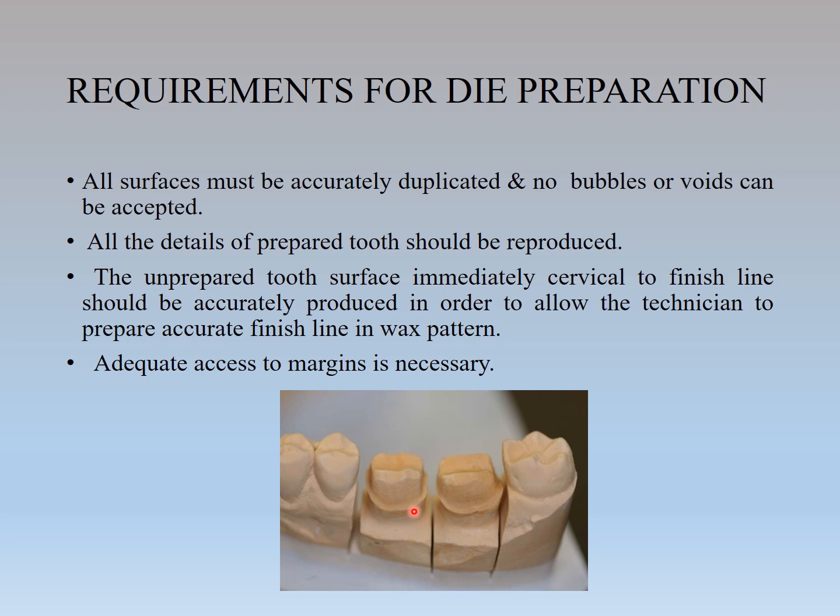Okay, so we do contouring of the die, which I'll be talking about. You see there is no contour here below the finish line, so a lab technician can see the finish line properly and a proper die can be formed. Okay, we do it for that reason. Accurate access to margins is necessary. Okay, so everything should look clear and should be visible.